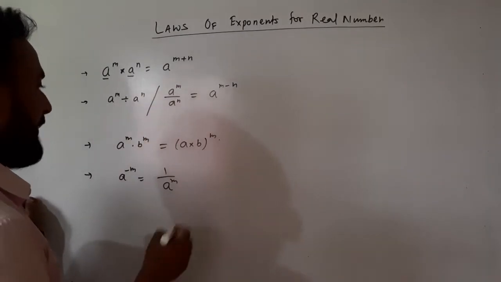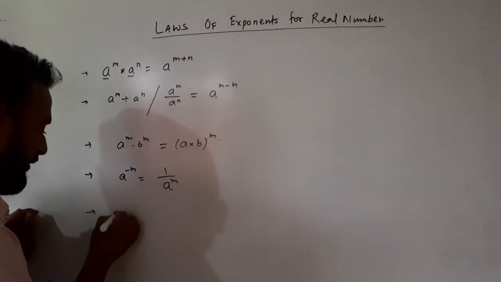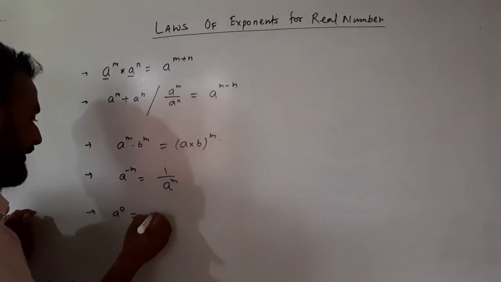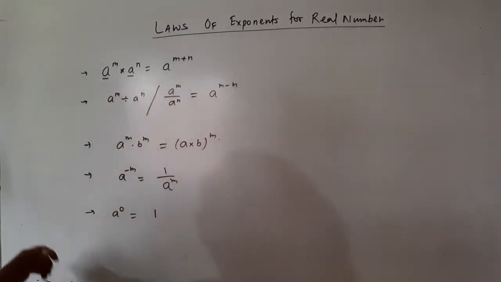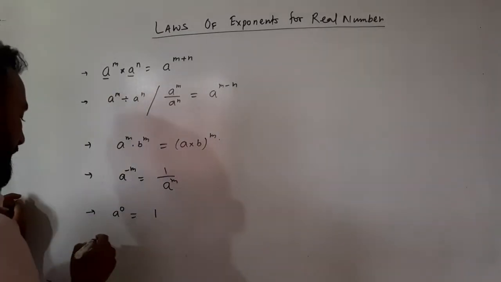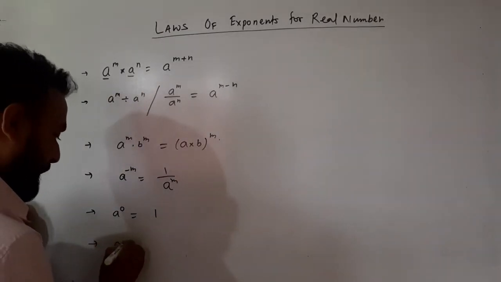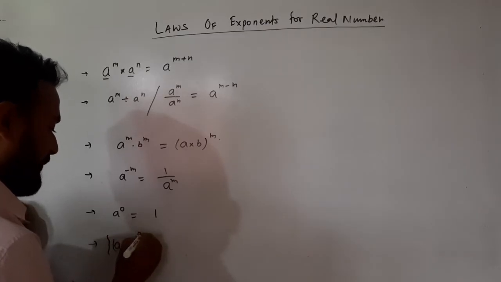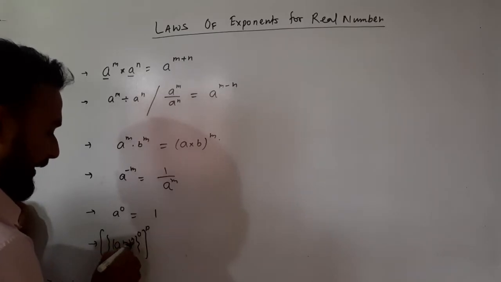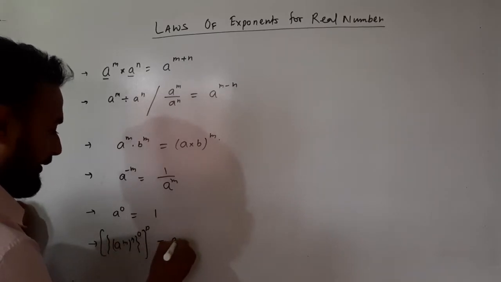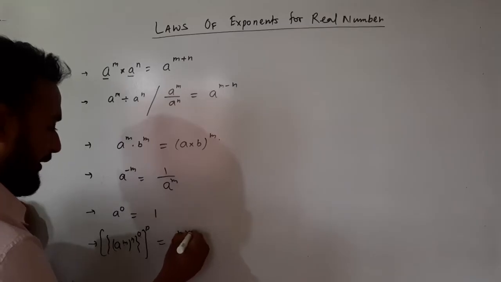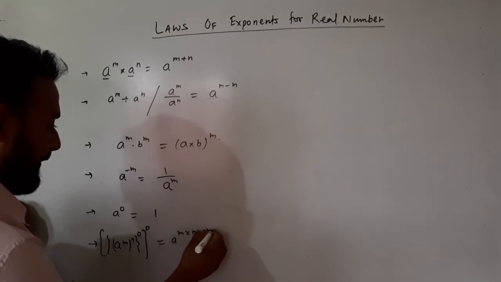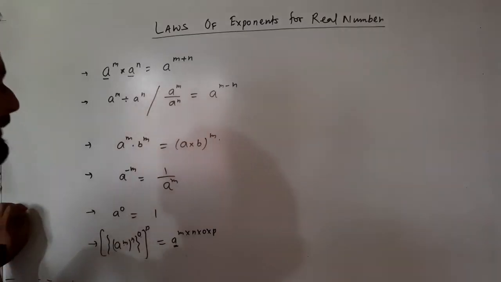If you have a to the power 0, or something to the power 0, this will give you 1. And whenever you have power to the power, मतलब कितना ही पावर के ऊपर पावर कुछ भी रहे, nothing to worry. Like a to the power m to the power n, to the power o. So here you have to find the product of all the powers and take the same base.